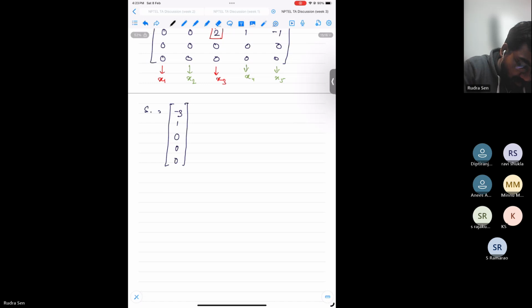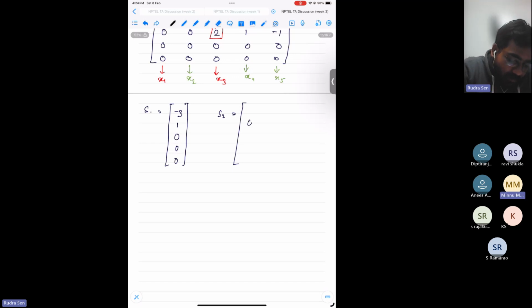Now look, if we choose 2, 0, 0 instead of 1, 0, 0, you just need to multiply this vector with 2, you will get minus 6, 2, 0, 0, 0. Similarly, why I said 2, 0, 0, you will see that later.